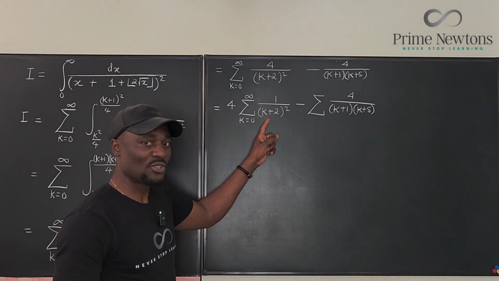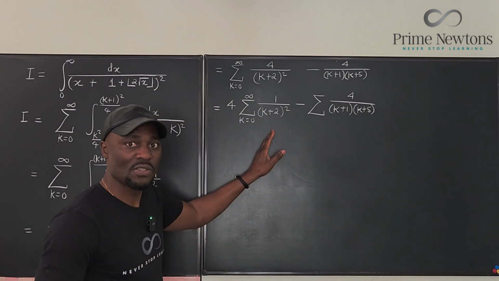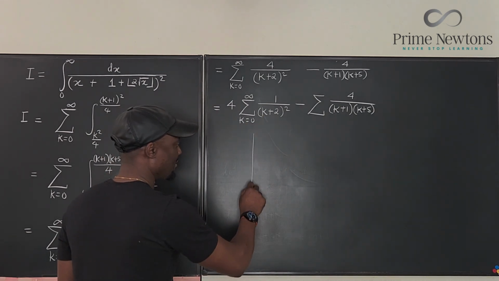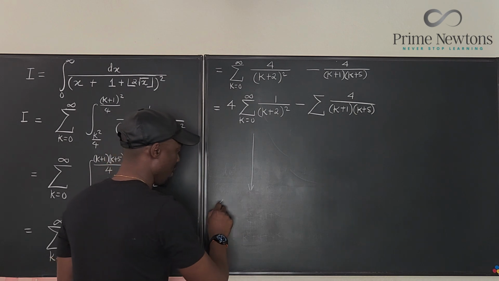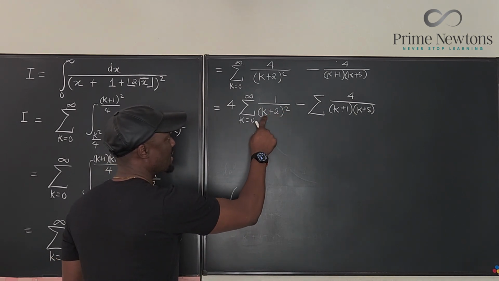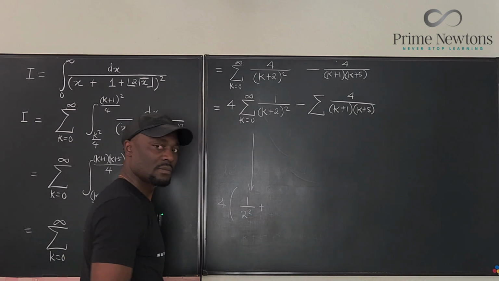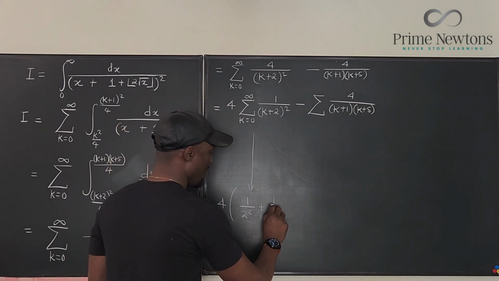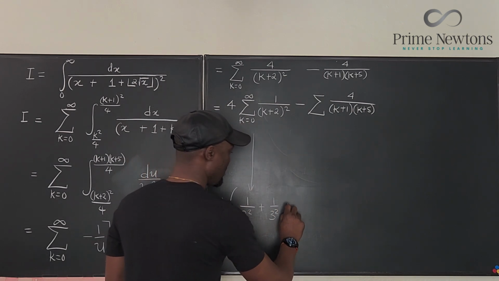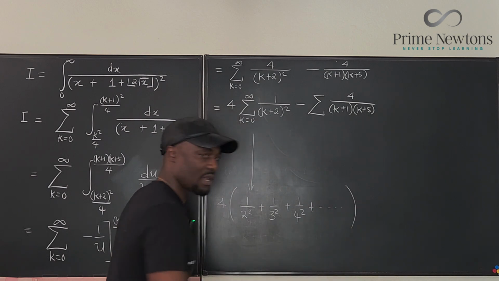Now, let's pay attention to this guy because the next thing I'm going to write is the answer. Whenever you have an infinite series and you don't know what it is, just start by plugging in the values. Let's plug in k equals 0. This is going to be 4 times 1 over 2 squared, plus 1 over 3 squared, plus, when k is 2, 1 over 4 squared, plus and so on, all the way to infinity.